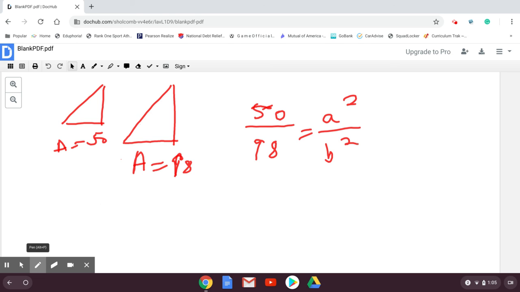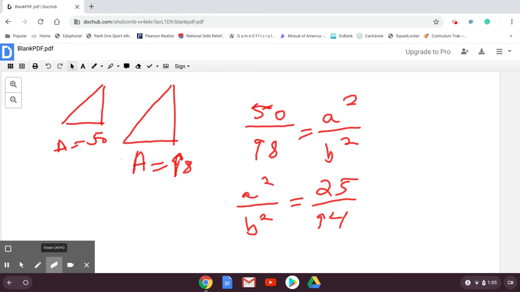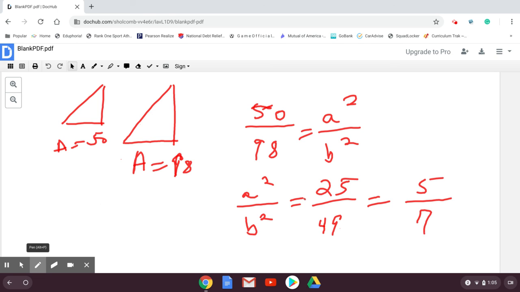What is 50 over 98 simplified? Well, it's pretty easy to see that they're both divisible by 2. It's really 25 over 49. Whoops, got to erase that, wrote it backwards. Which means that we can then take square roots of both to get back to our original scale factor of a over b. So we're going to show ourselves taking square roots of both and getting a scale factor of 5/7.